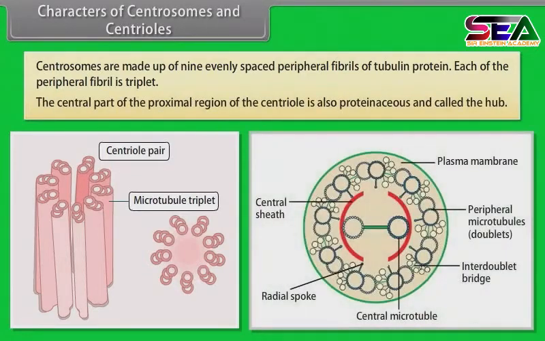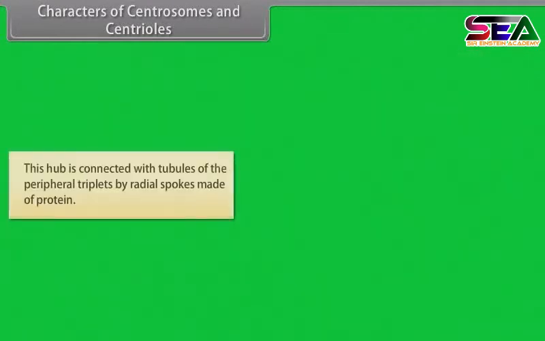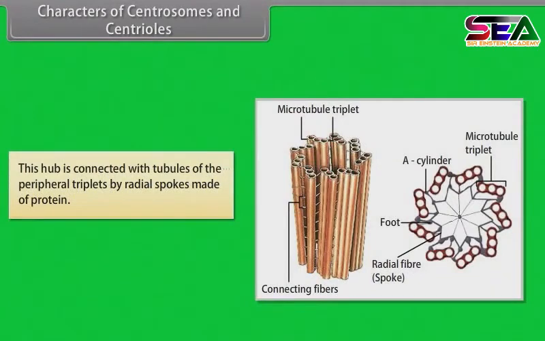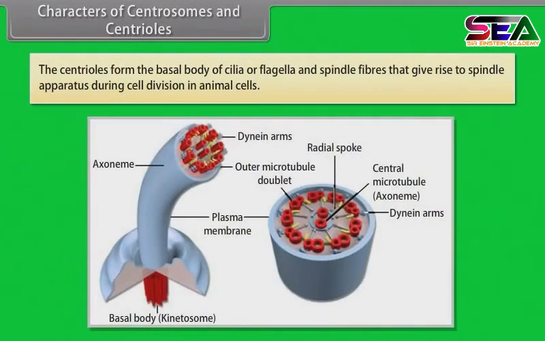The central part of the proximal region of the centriole is also proteinaceous and called the hub. This hub is connected with tubules of the peripheral triplet by radial spokes made of protein. The centrioles form the basal body of cilia or flagella and spindle fibers that give rise to the spindle apparatus during cell division in animal cells.